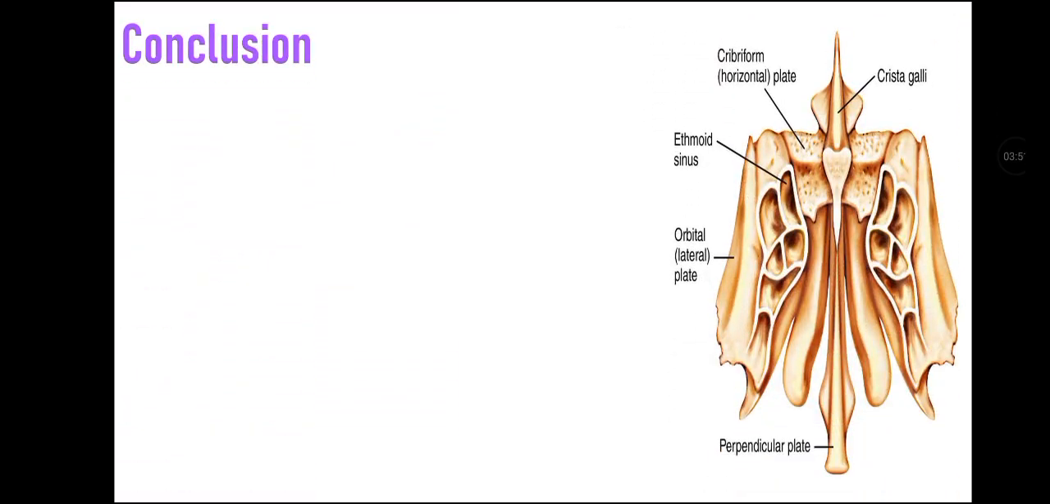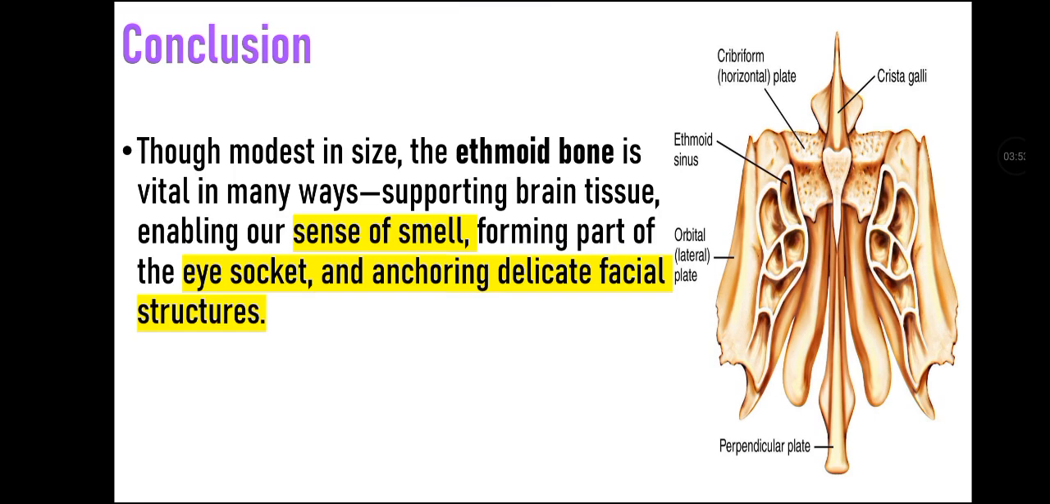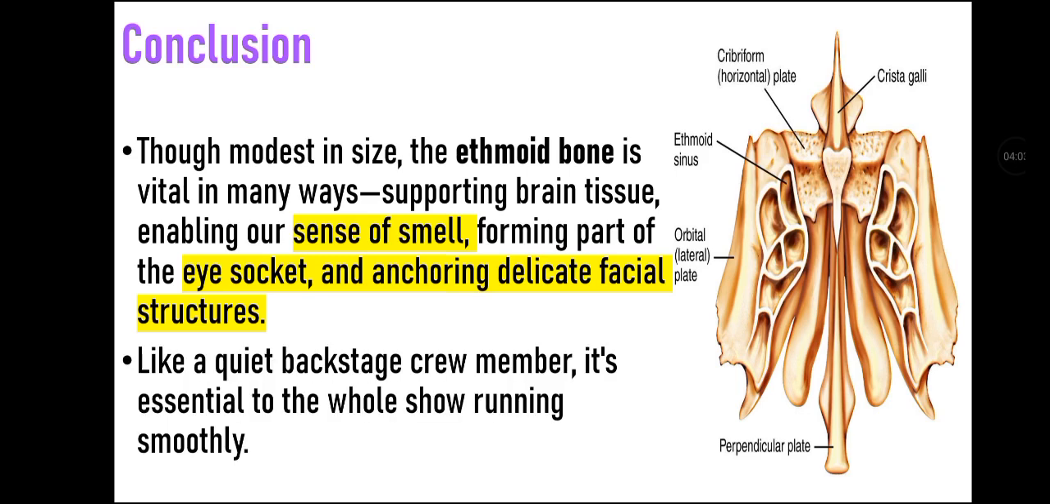Now let's talk about the conclusion of this lecture video. Though modest in size, ethmoid bone is vital in many ways, supporting brain tissue, enabling our sense of smell, forming part of the eye socket, and anchoring delicate facial structures. Like a quiet backstage crew member, it's essential to keeping the show running smoothly.